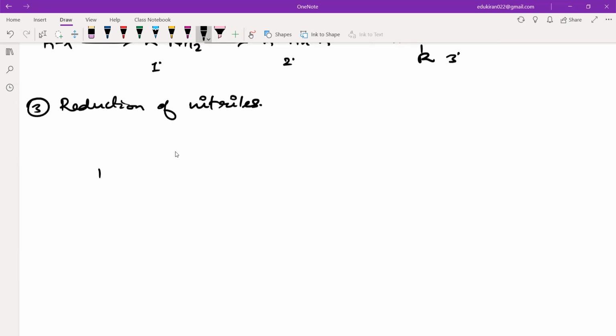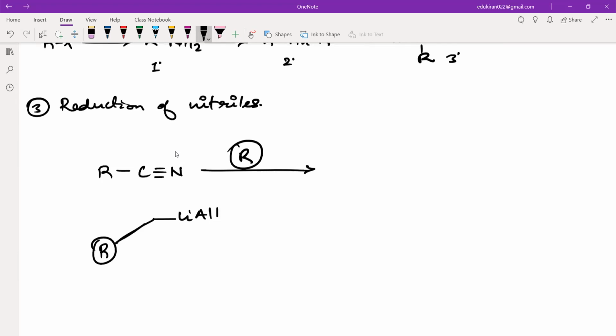What are those? R, then you have C triple bond N. Now, in this, you can use reducing reagents: LiAlH4, lithium aluminium hydride. Furthermore, you can use H2 in the presence of nickel. This is also useful. And there is one more which you don't have to remember, which is sodium in the presence of mercury and alcohol, EtOH or C2H5OH, ethanol.